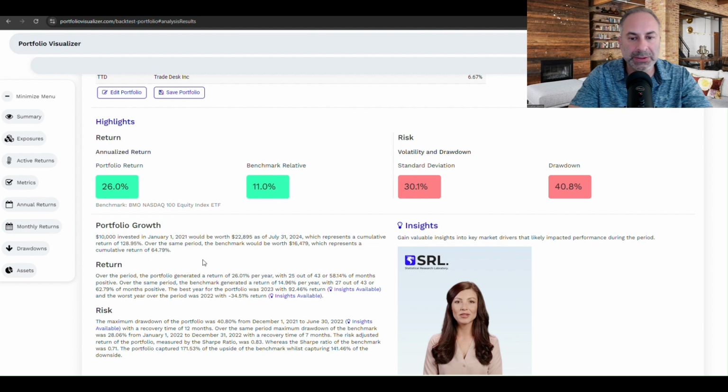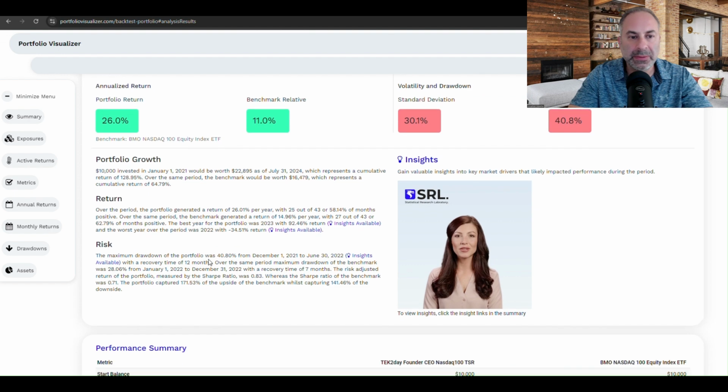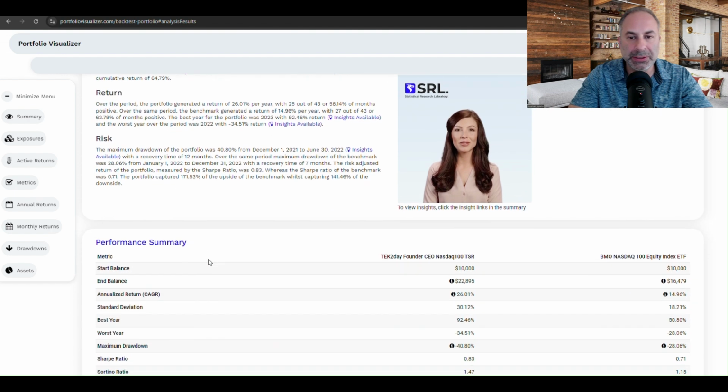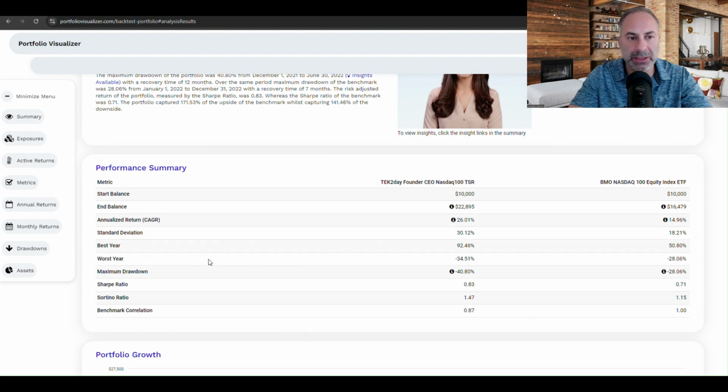There's more return data, some risk data. There is the numeric representation of what I just talked about. Starting balance 10,000, ending balance 22,895, CAGR 26% versus 15 for the benchmark. There's your standard deviation information. Best year, call it 92, 93%. Worst year, down 35%. Sharpe ratio, et cetera, et cetera.